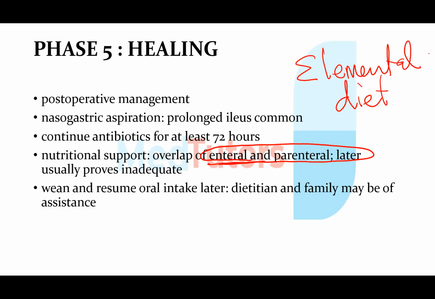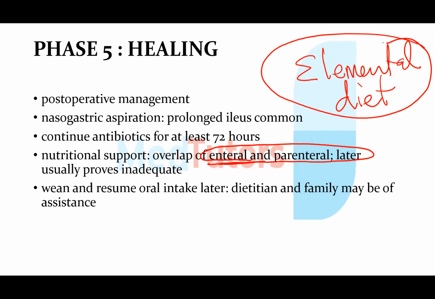This elemental diet contains pre-digested food products. They are already pre-digested proteins, carbohydrate, and fatty acid molecules. When you give them, they don't require digestion. They are just absorbed and utilized by the body.